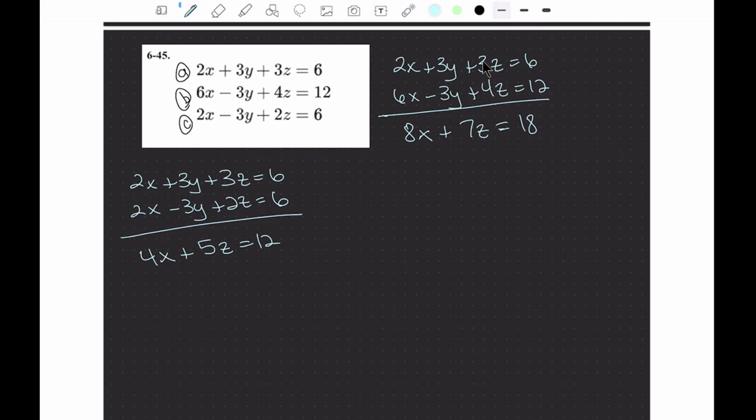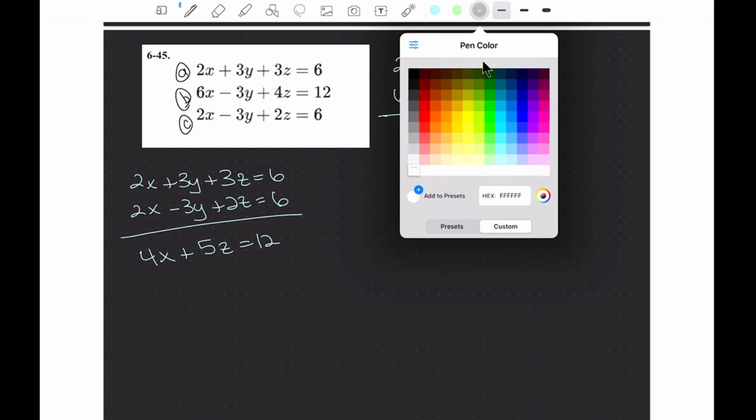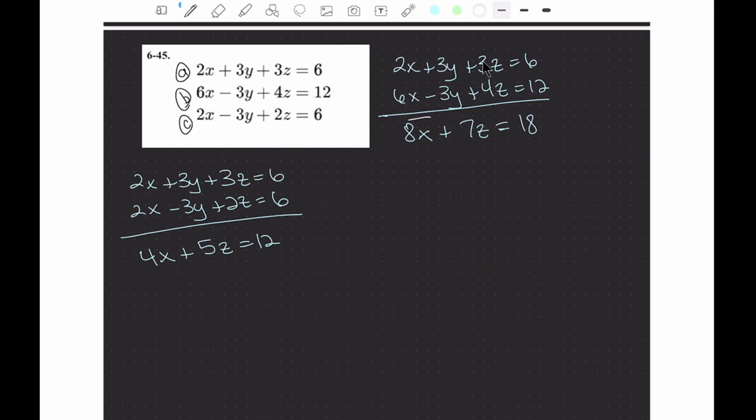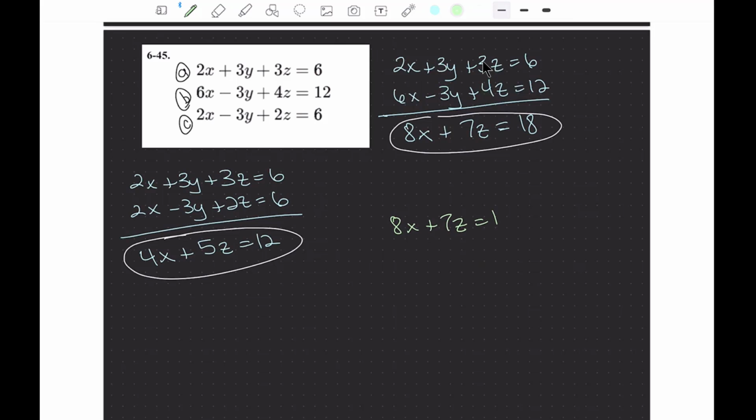All right. So now I have these 2 new equations. Sorry, guys. I get this equation, and I get this equation. So now I'm going to put these 2 together, and then I'm right back to where I was a second ago, right? So I have 8x plus 7z equals 18. And then now I have 4x plus 5z equals 12. That's a 7 if you can't tell, because I can barely tell it's a 7.